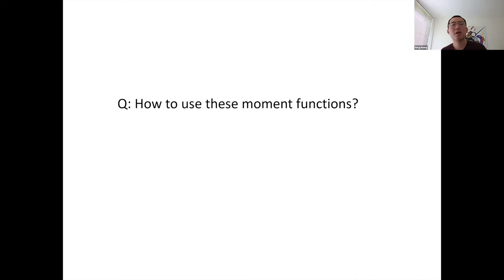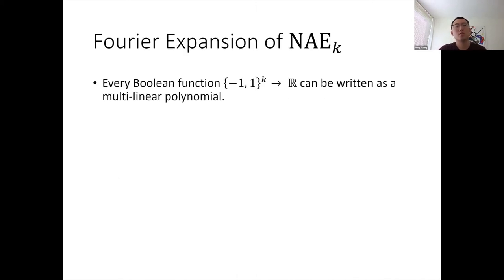Okay. So the question now is how to use these moment functions. Why did we define these moment functions? We can combine this with the Fourier expansion. We know that every Boolean function can be written as a multilinear polynomial.